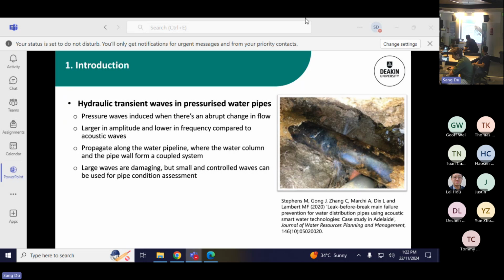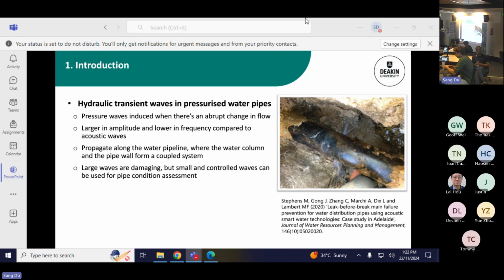So what we do is use the so-called hydraulic transient waves in pressurized water pipes to do something useful. The hydraulic transient waves, if you're not familiar with them, are basically pressure waves, dynamic pressure waves in the pipeline, and massive pressure waves can become an issue to the safety and operation of the system. But if we control them, we can make use of them.